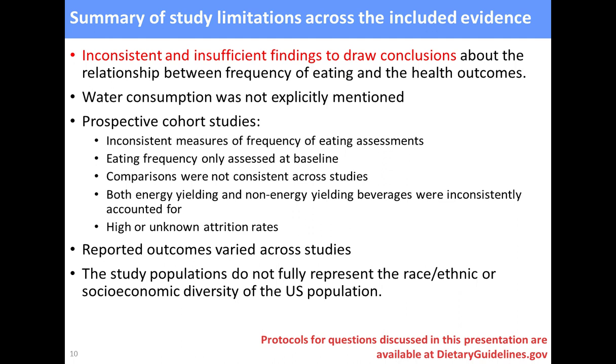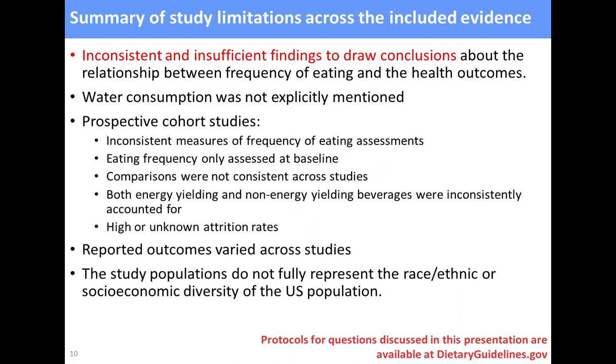On the prospective cohort studies, which were most of the studies we reviewed, the measures were inconsistent on frequency of eating assessments. Eating frequency often was only assessed at baseline. Of course, that makes it difficult when you have studies that go out many years, knowing what people ate, not just at baseline, but at various time points. The various comparisons were inconsistent across the studies.